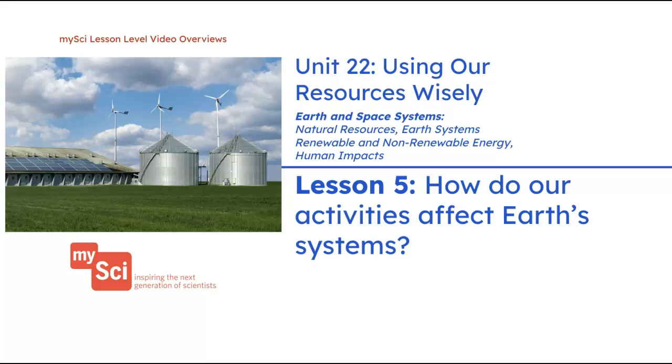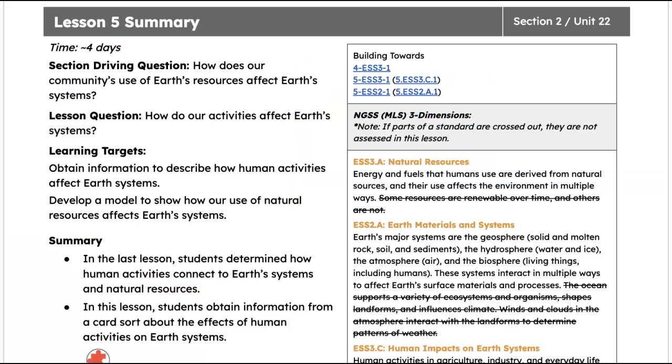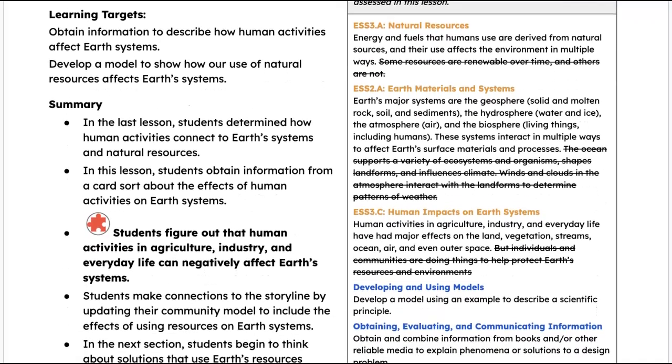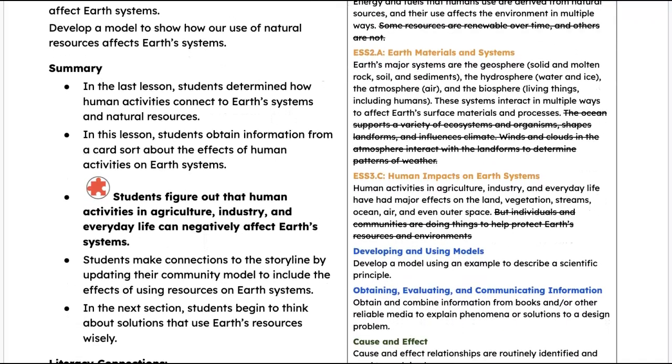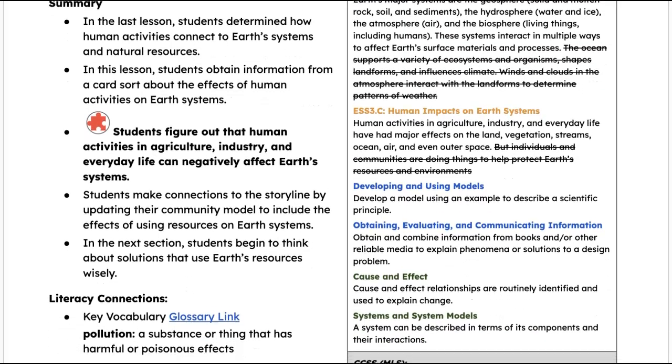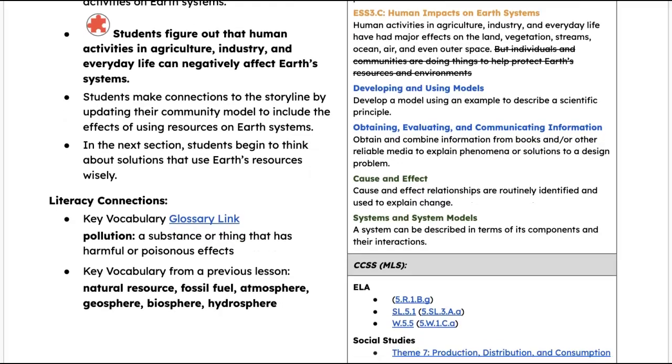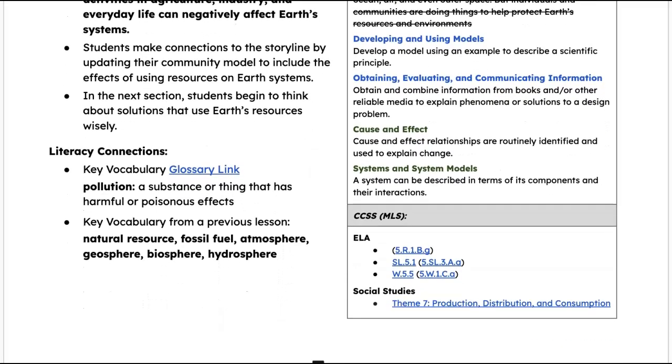Students make connections to the storyline by updating their community model to include the effects of using resources on Earth's systems. There are several opportunities for ELA and social studies cross-curricular connections throughout the lesson. You can look for specific standard connections in the Unit 22 teacher guide. This lesson will take approximately 4 days to complete.